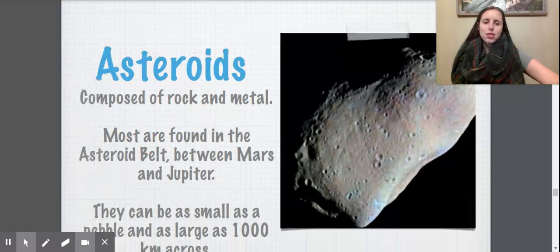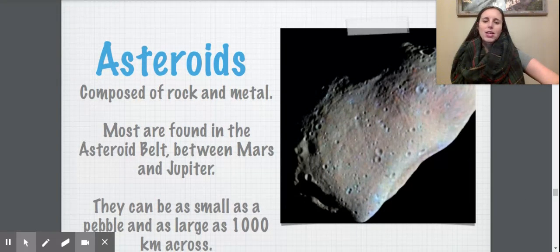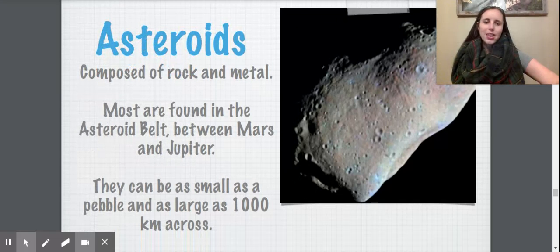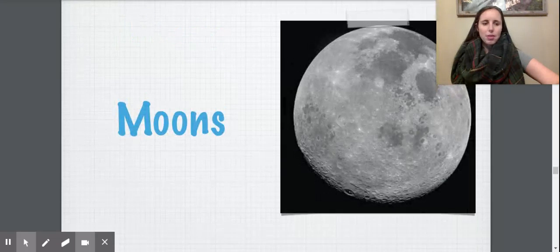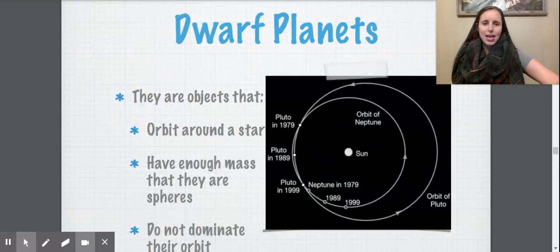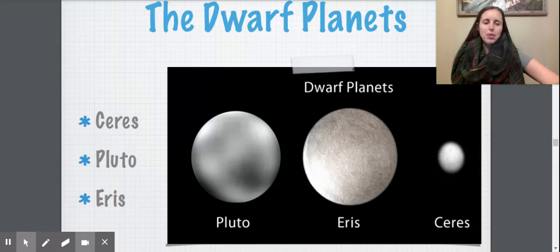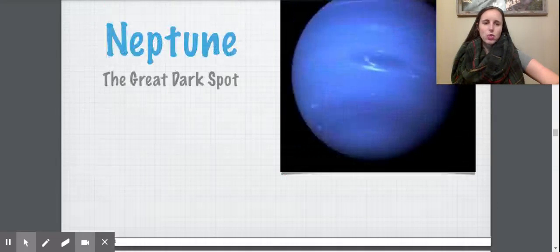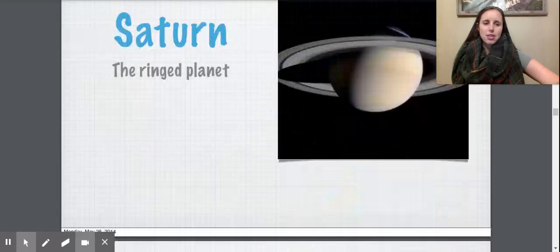Asteroids. Asteroids are big, massive things in space. Asteroids are composed of rock and they're also composed of metal. They're found in the asteroid belt, and that asteroid belt is between Mars and Jupiter. I'm going to go back up here just for a second, and I want to show you this asteroid belt because it's going to help you make a distinction between the planets. So we're going to take another quick look at the planets.